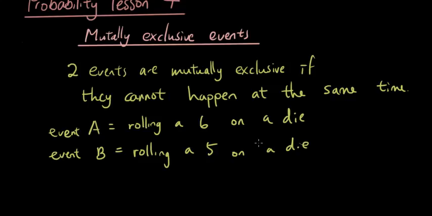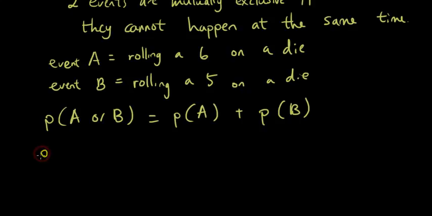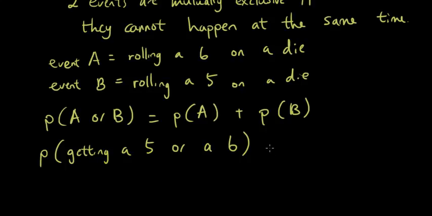So what's the formula for mutually exclusive events? The formula for events A and B, if they're both mutually exclusive, then the probability of A or B occurring is equal to probability of A plus probability of B. So what does that mean? Explained in plain words, it means that the probability of getting a 5 or a 6, so getting either of these is allowed. Okay, you either get a 5 or you get a 6. What's the probability of getting either of them?